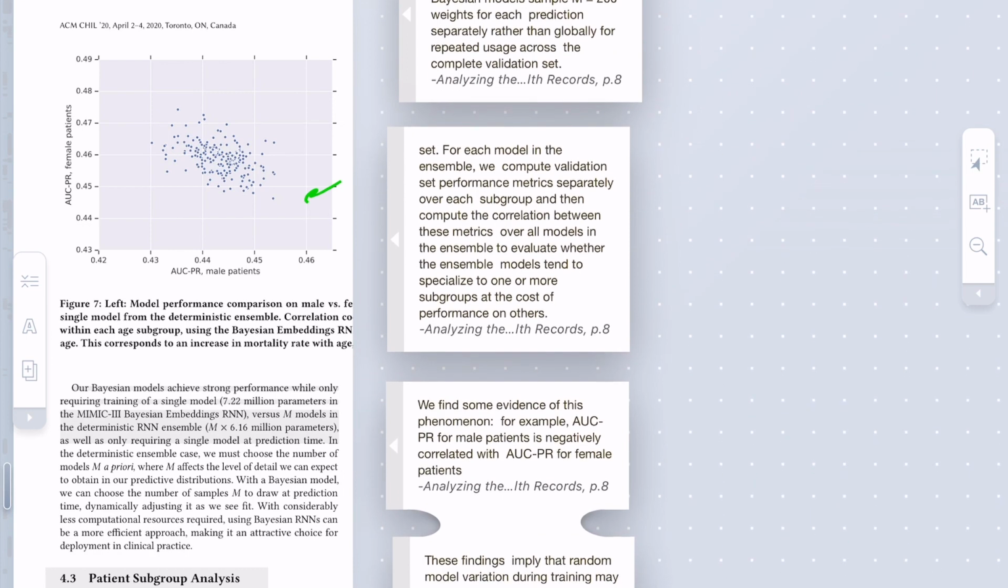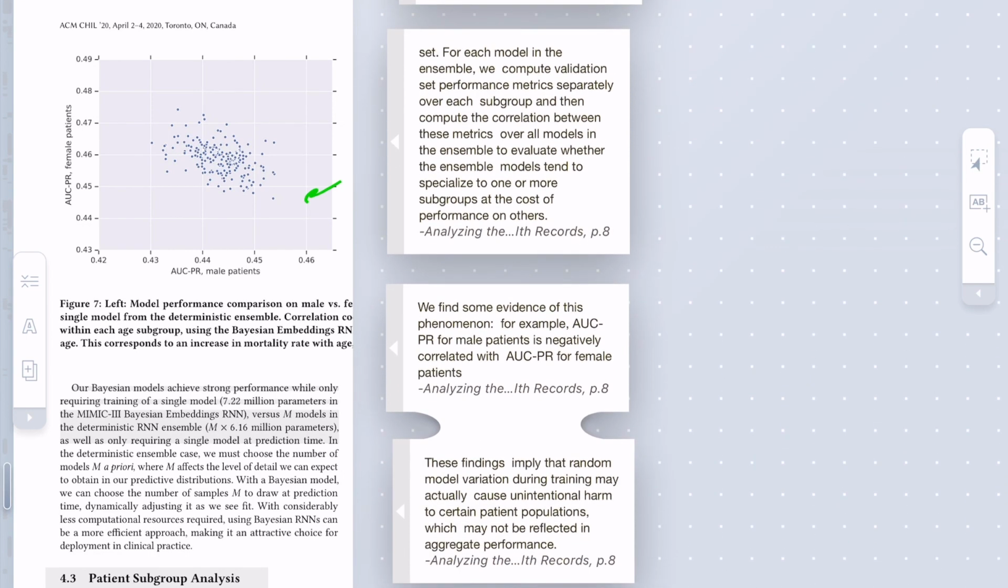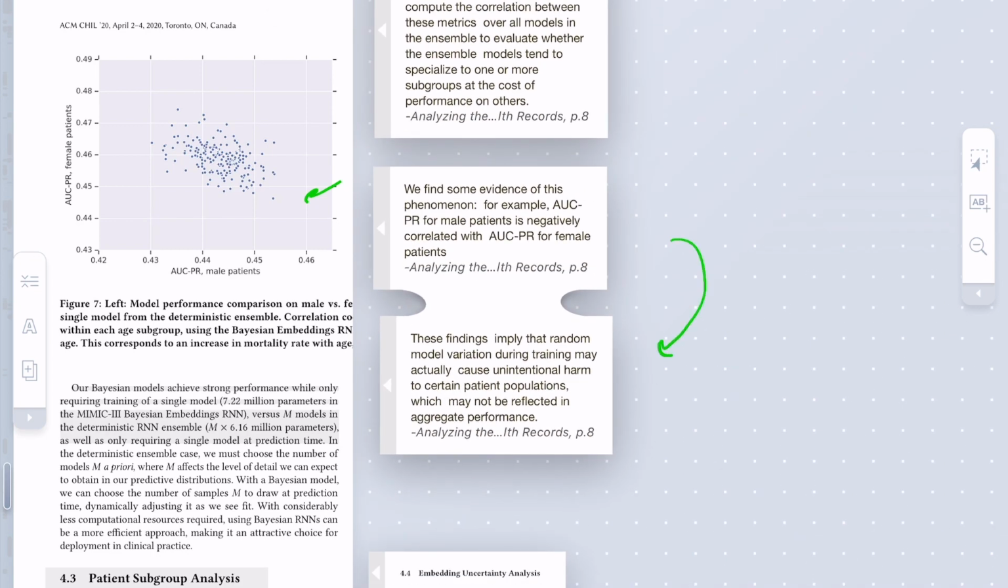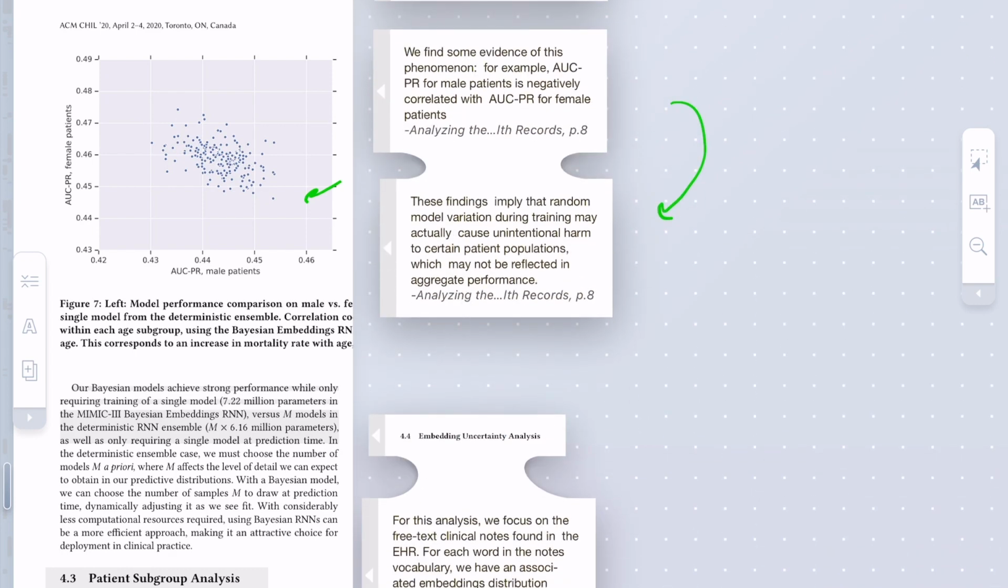And essentially that is what we do. So these findings would imply that random model variations, so slight changes, say in the initial conditions and initial weights, can cause unintentional harm to certain patient populations while maintaining a good accuracy and good performance metric over the entire dataset. So this aggregation would mask out these alterations.